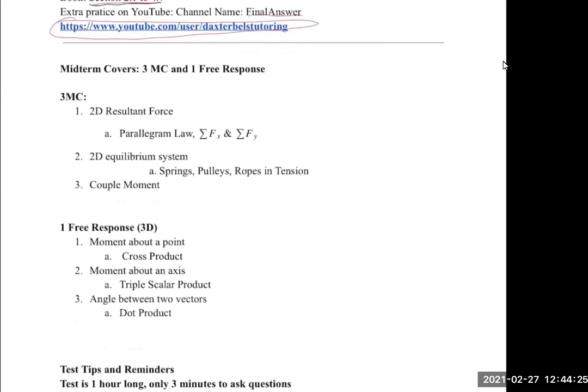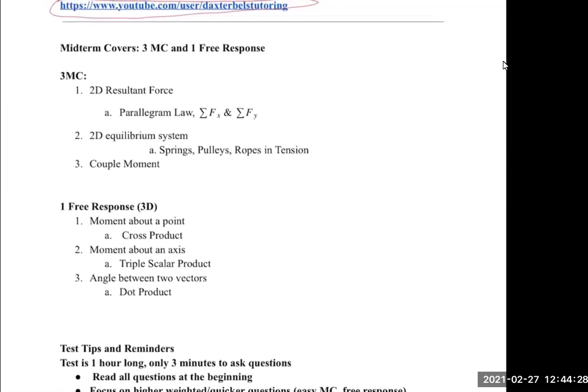Okay, the midterm covers 3 multiple choice problems and 1 free response problem. In the revised schedule he sent out, he said the 3 multiple choice problems are going to be: first, a 2D resultant force, where you either use the parallelogram law or summation of the forces. Those things are important, and I think you should be masters at this, so I'm not going to talk too much about it, but I want you to know what's in the 2D force problem.